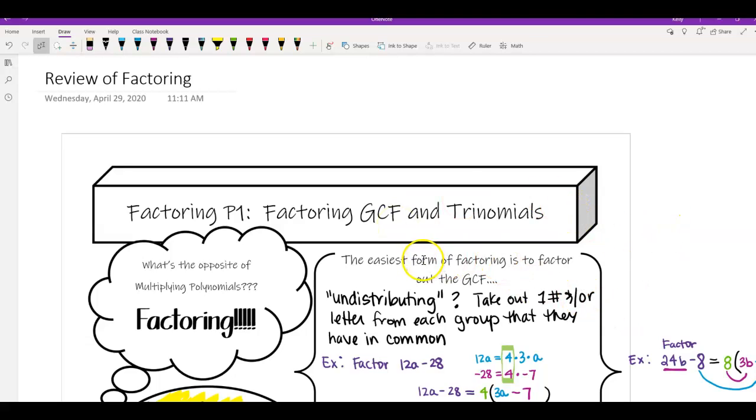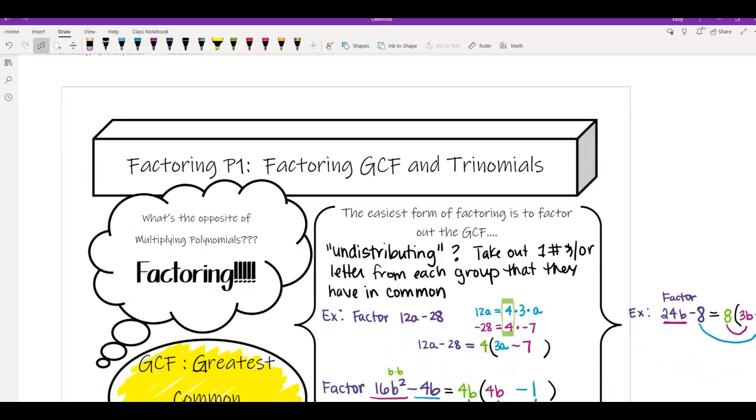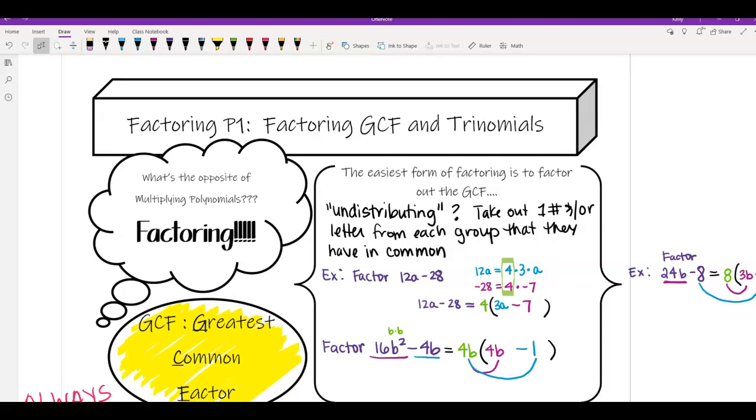So the easiest form of factoring is to factor out your GCF, which is the same thing as undistributing, or taking out that number or letter that each group has in common. So when you take a look at each of your groups, what you're looking for here is which number or letter the groups both have in common. So you can see in my example, I have 12a and 28, and both of those have a 4 in them. 12 and 28 have a 4.